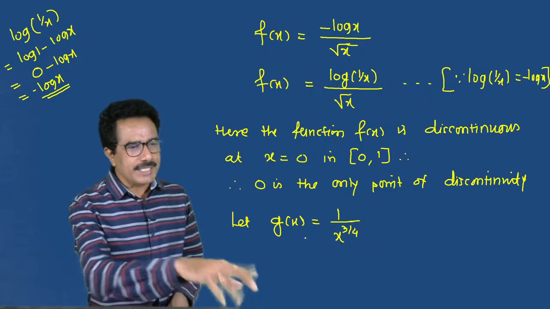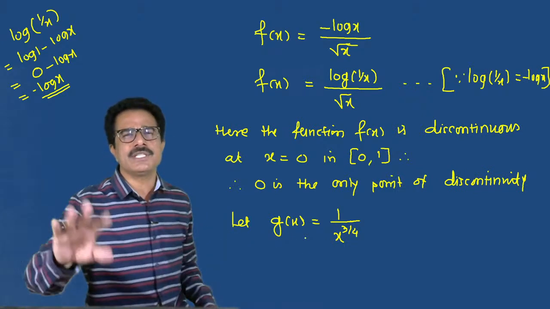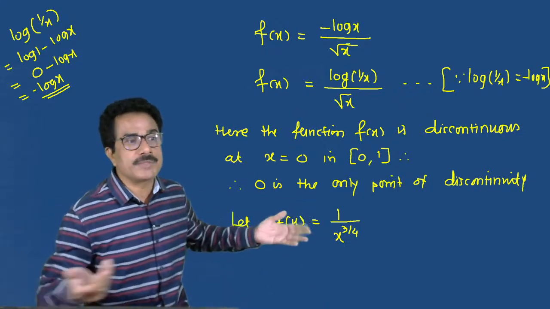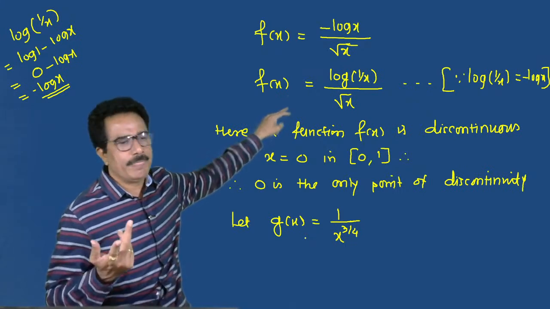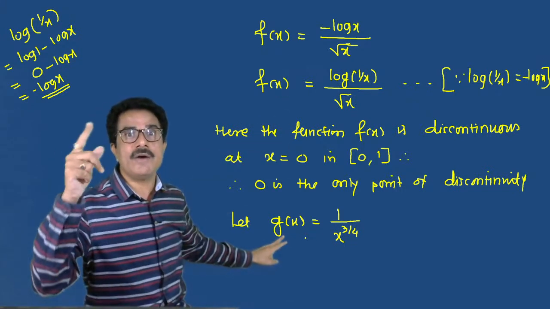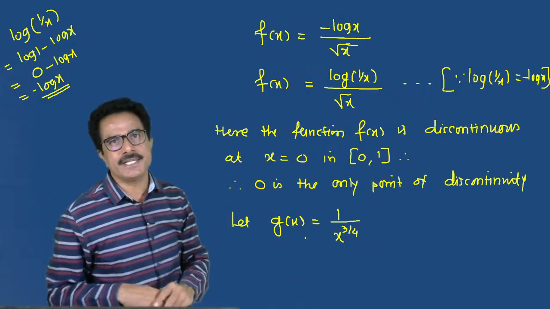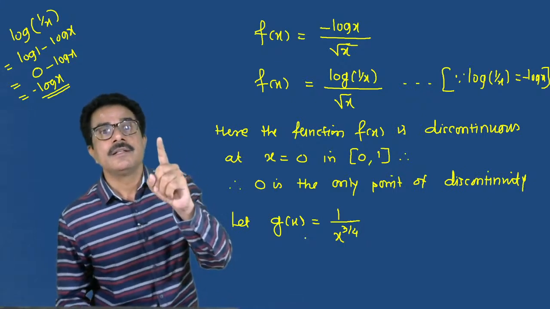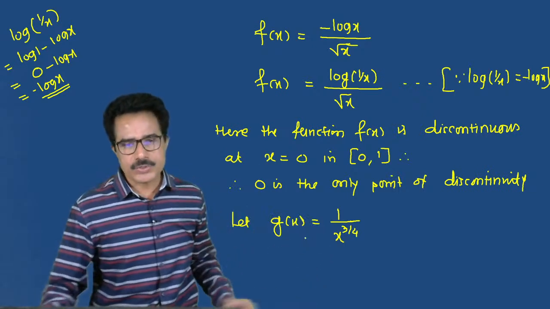So we consider another function g of x which is like f of x, because f of x is discontinuous at x is equals to 0. So g of x is our considered function which is also discontinuous at x is equals to 0, because we have to use the comparison test second which is in the limit form.